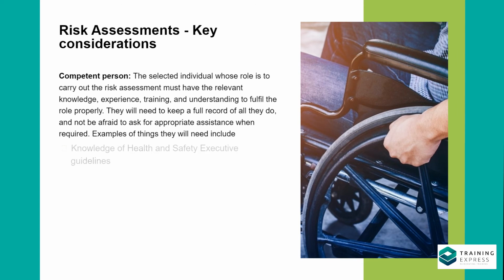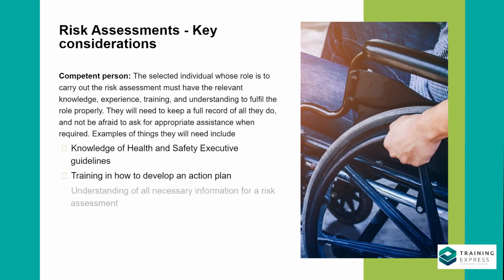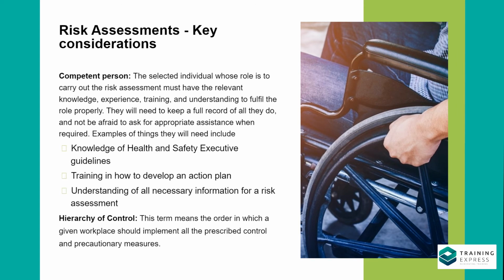Competent person. The selected individual whose role is to carry out the risk assessment must have the relevant knowledge, experience, training, and understanding to fulfill the role properly. They will need to keep a full record of all they do, and not be afraid to ask for appropriate assistance when required. Examples of things they will need include: knowledge of Health and Safety Executive guidelines, training in how to develop an action plan, understanding of all necessary information for a risk assessment.